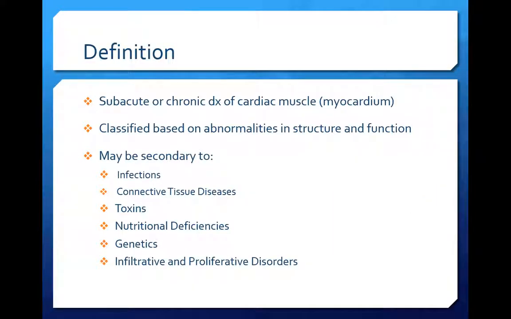So cardiomyopathy is a subacute or chronic disorder of the cardiac muscle or myocardium. Most of the time it is due to remodeling, maybe after damage, but it can be due to infections, connective tissue disease, toxins, nutritional deficiencies. There may be a genetic component to it. And there are different classifications as well.